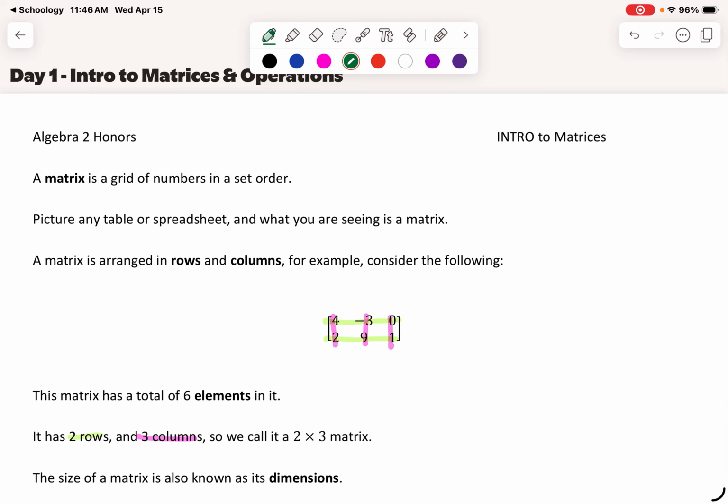So we always say the number of rows first. So there's 2 rows and there's 3 columns. So this is a 2 by 3, okay?